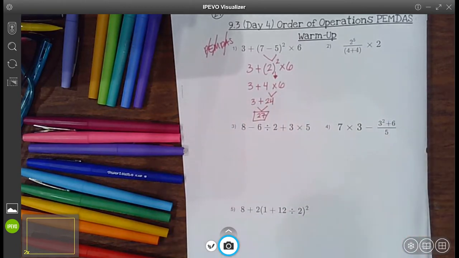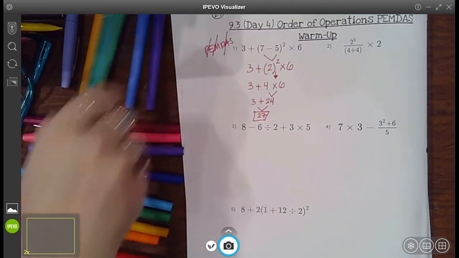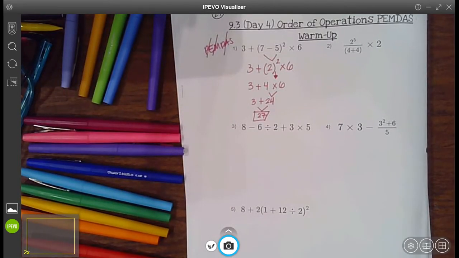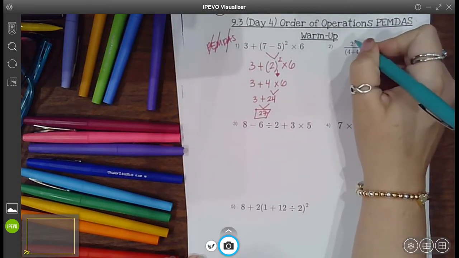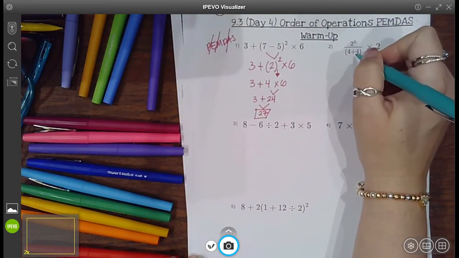If you got that right, awesome job. Yay, you. All right, number 2. I want to go ahead and simplify the fraction first. So I want to simplify the numerator and I want to simplify the denominator.